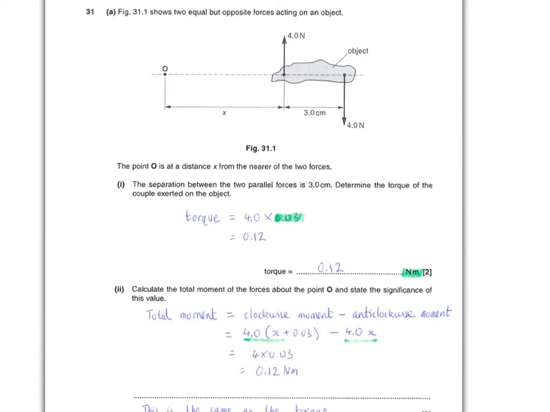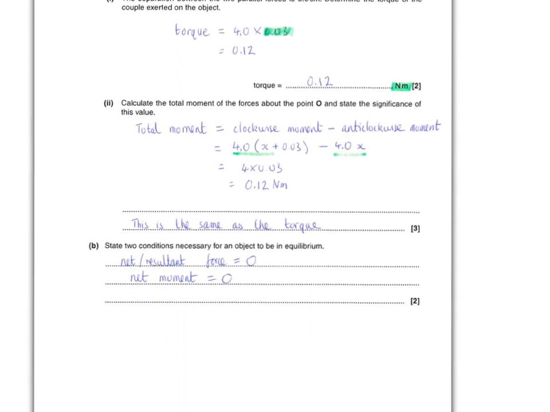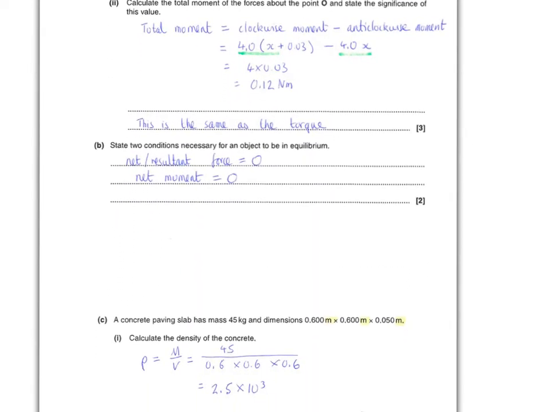We were asked to state the significance of this value. Just looking back above shows that it actually equals the torque. Now, looking at the next part, we're just asked to state two conditions for an object to be in equilibrium. Two standard points to learn: the net or resultant force is 0 and the net moment is 0.